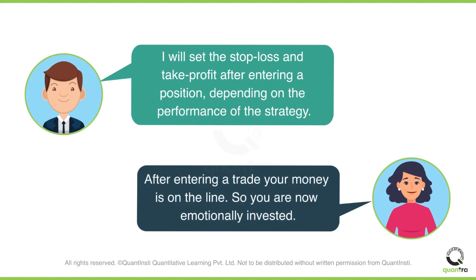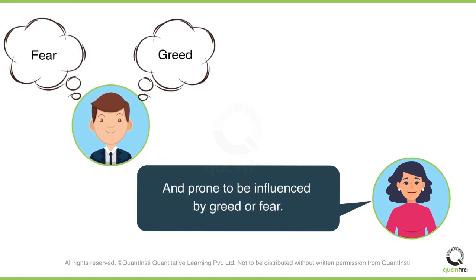She explains that after entering the trade, he would be emotionally invested, and could get influenced by emotions like greed and fear, which would eventually lead to irrational decisions. She explains that when he is not invested emotionally, he would have a clear thought process and can take better decisions. So it's always better to set these levels before entering a trade.